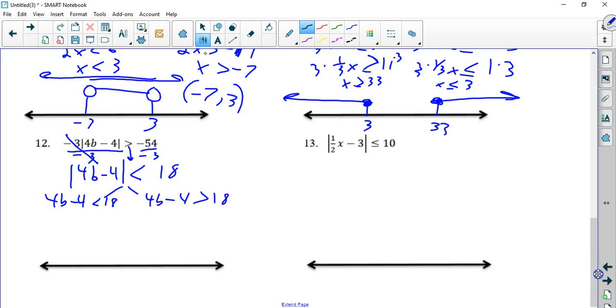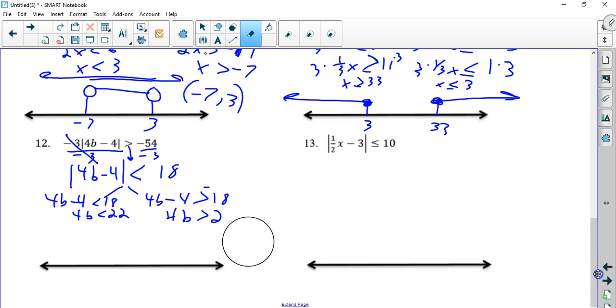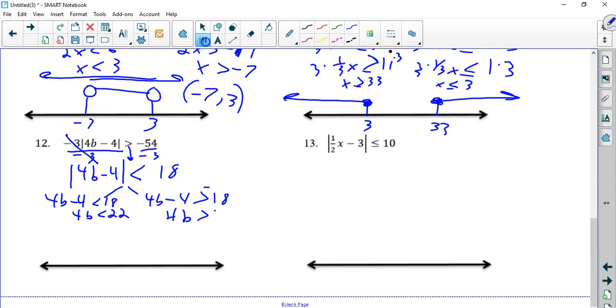Almost said "or equal." I'm going to add 4 to both sides. 4b is less than 22, and 4b is greater than, sorry, I got my negative, didn't I? Silly me. I wrote the same thing. And so negative 18 plus 4 is negative 14. I'm going to have to erase. I have no choice. Let's see if that helps.